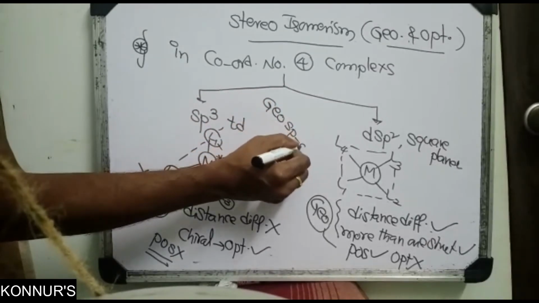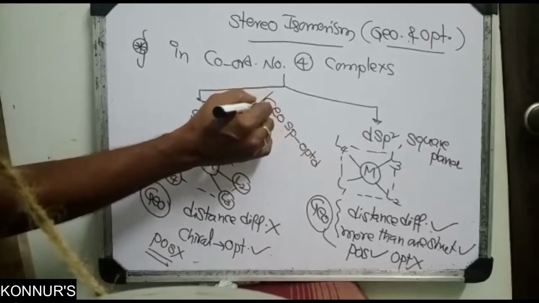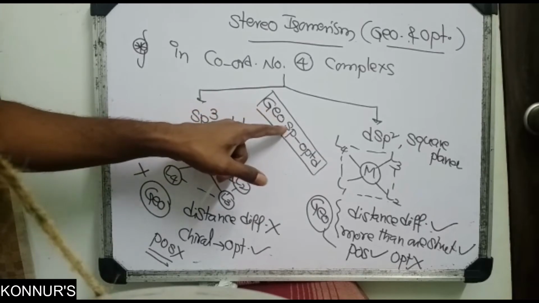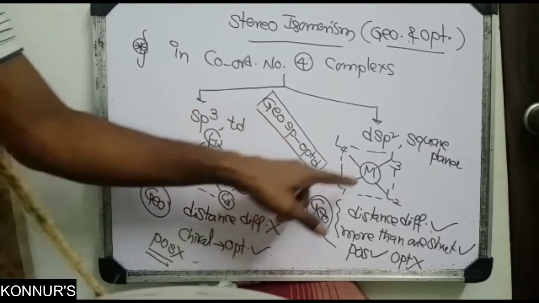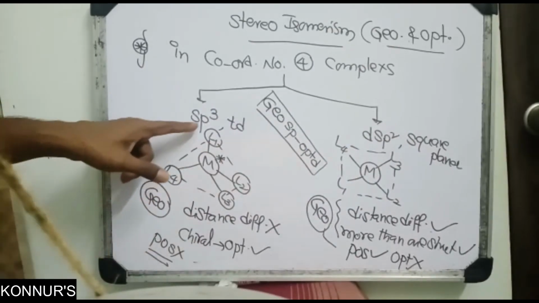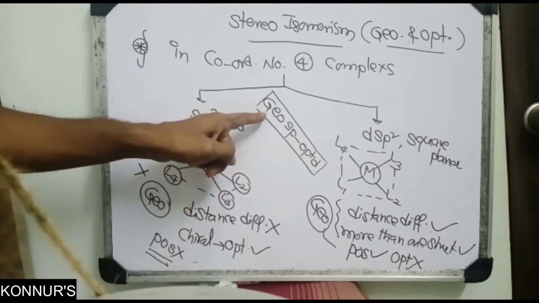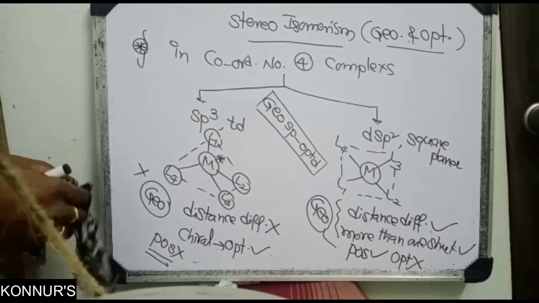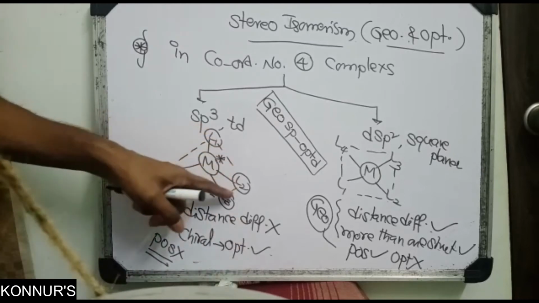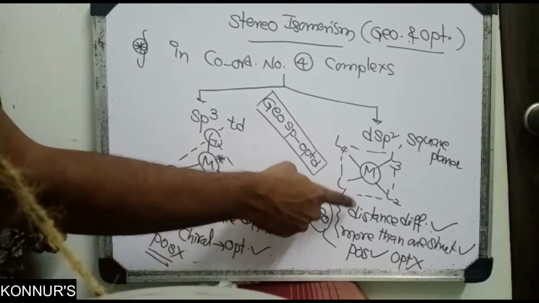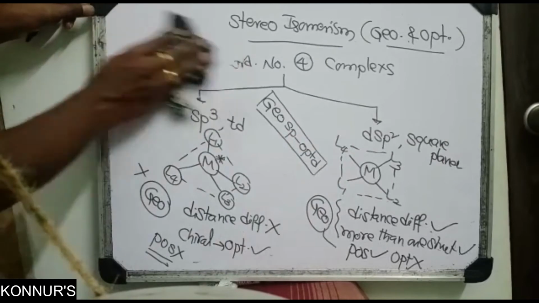GOSP opted. Geometrical is shown by square planar. Optical is shown by tetrahedral. GOSP opted, that way. Now one by one we will see. This is already optical: if you take four different ligands in sp3, it will directly show optical activity. Now we will see the geometrical isomerism.